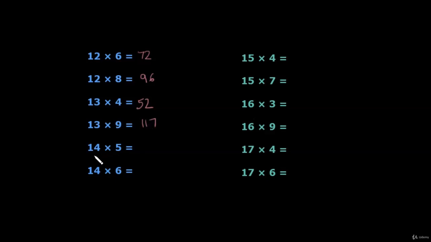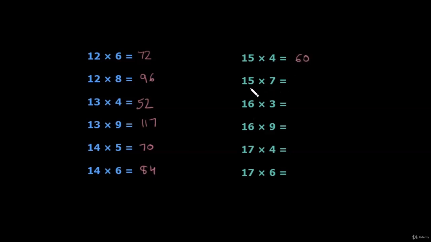5 times 10 is 50 and 5 times 2 is 20. 50 plus 20 is 70. 6 times 10 is 60. 6 times 4 is 24. So 60 plus 24 is 84. 4 times 10 is 40 plus 4 times 5 is 20. 60.